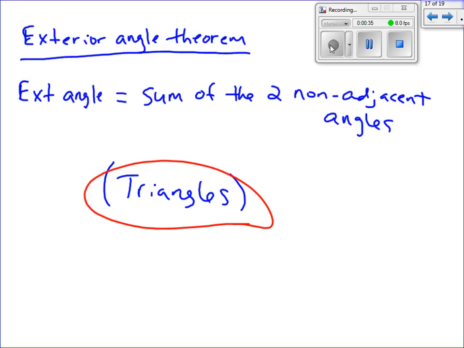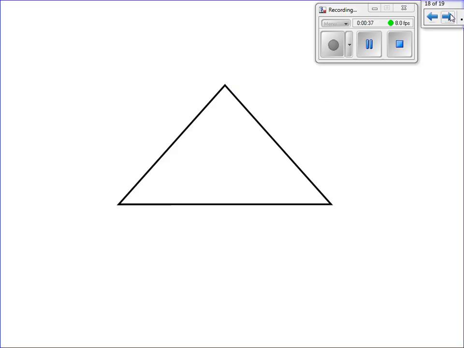So let's take a look at two examples of triangles. This one is the first one. I don't have it labeled yet, so I'll do that now. We'll call that A, call that B, call it C. We'll just call these angles 1, 2, and 3. So this doesn't have any exterior angle.